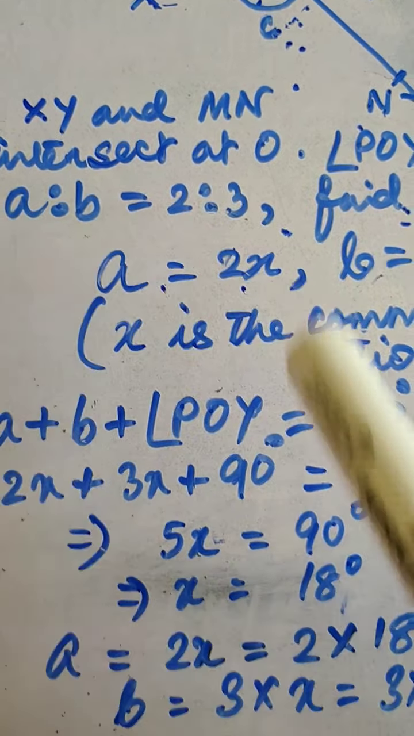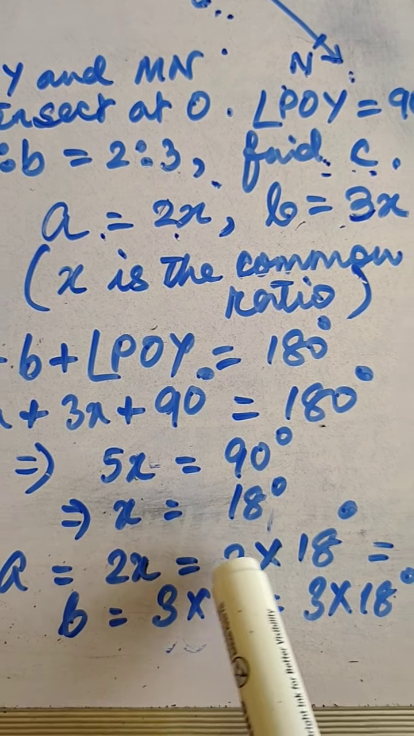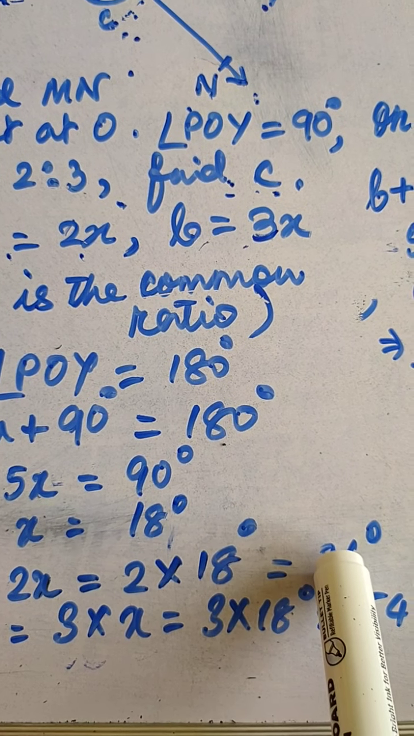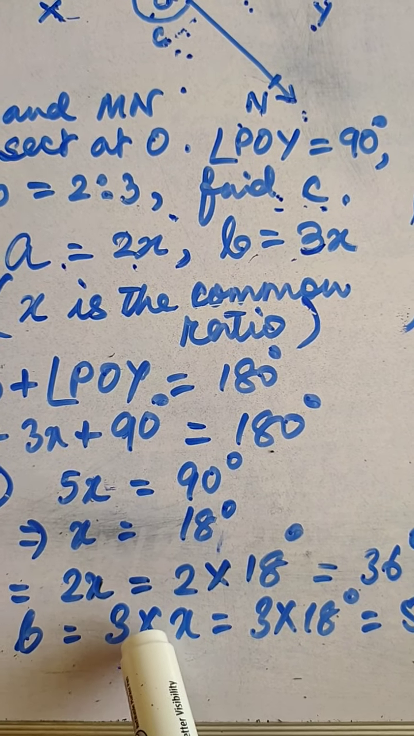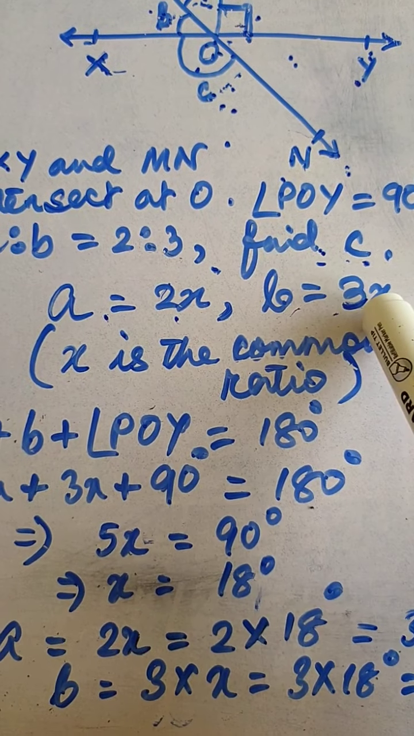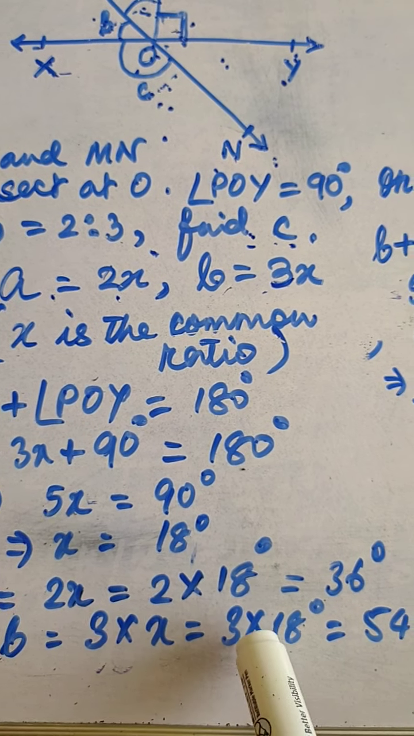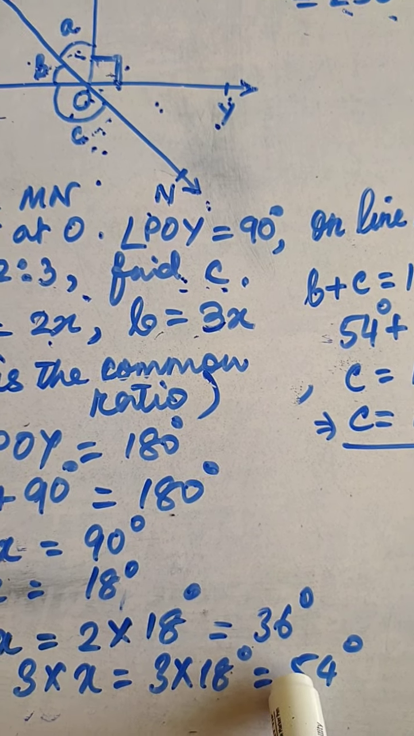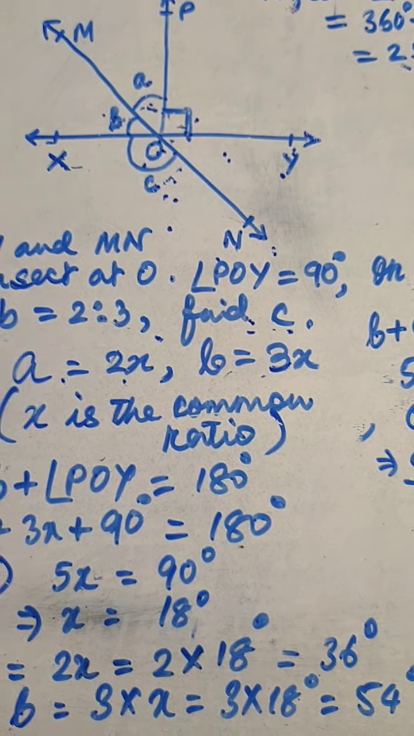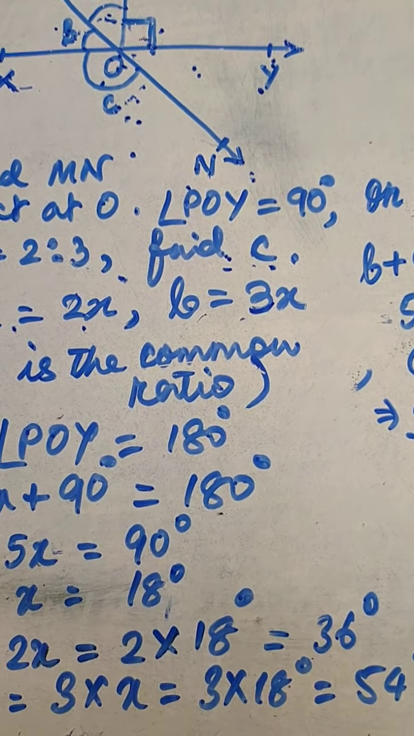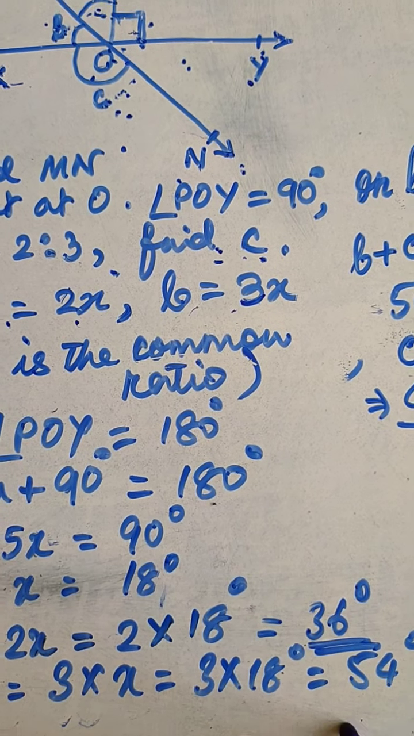And now A will be equal to 2 into x, that is 2 into 18 degree equal to 36 degree. And B will give you 3 into x, since B equal to 3x. 3 into x equal to 3 into 18 degree equal to 54 degree. So you got A equal to 36 degree and B equal to 54 degree.